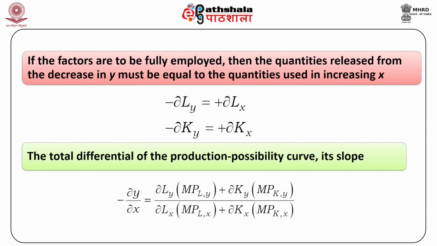So, if we have to put together this entire change which is taking place along the production possibility frontier from V prime to W prime, we would have to look at the total differentiation of the production possibility curve. So, the slope of the production possibility curve would now be del y upon del x. The change in y or the fall in y, we could call it minus because the slope is negative. Minus del y upon del x shows that if y is falling in a certain proportion, then x would be rising in a similar way. So, this is equal to the total differentiation, which is del Ly into MPLy plus del Ky into MPKy.